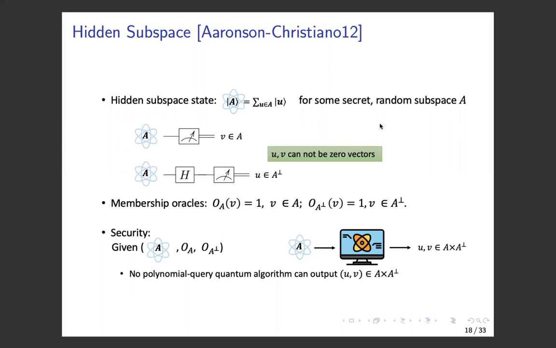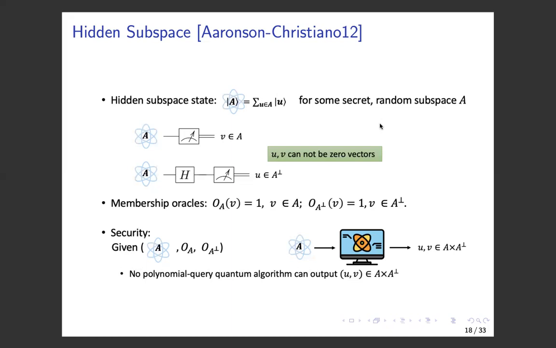So it's easy to see that if we perform a measurement on such a state, we get a random vector in the subspace. And if we do a QFT to the state, we would get an equal superposition of all the elements in the dual subspace, A perp. And then we do a measurement, we would get a random element in A perp. And then we define something we call membership oracles. A membership oracle for a subspace A outputs 1 if and only if the input is a vector in A.